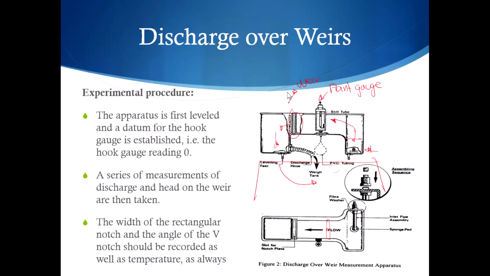The width of the rectangular notch and the angle of the V notch should be recorded, as well as temperature, as always. So like I said, we will be using a width of 30 millimeters for the rectangular weir, and we will be using a 90 degrees V notch weir. This data I explained in the experiment videos. So the width of the rectangular notch, as I said, and the angle are known values. The temperature also.